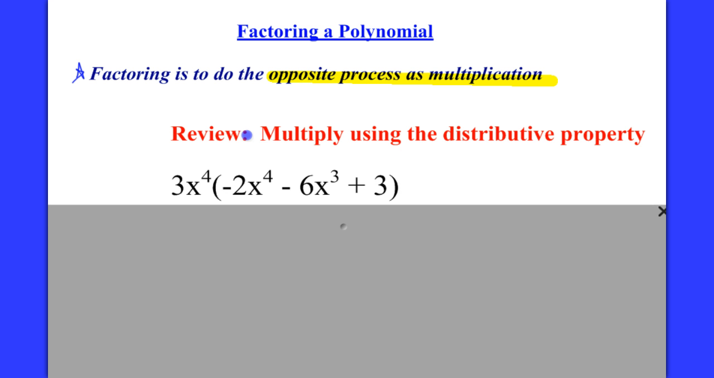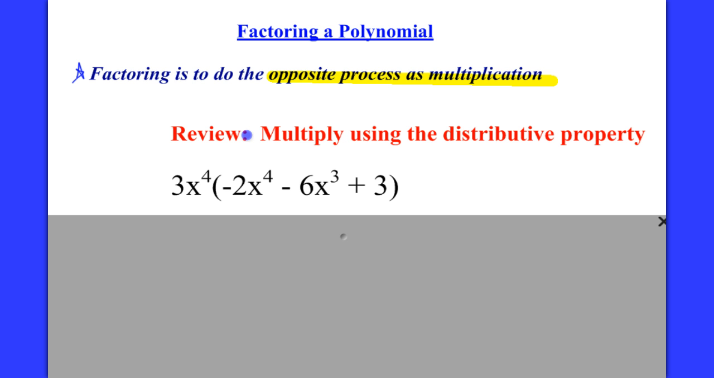Let's take a look at what we mean. Now here, this is more review, because it's really important that you see where this comes from. Let's consider the distributive property, which we've been doing a long time this year, and then the multiplying of powers we did in the last chapter. If I asked you to multiply, and this does need to be written down, please, 3x to the fourth times the quantity negative 2x to the fourth minus 6x cubed plus 3x, we would have to take this term times this term right here.